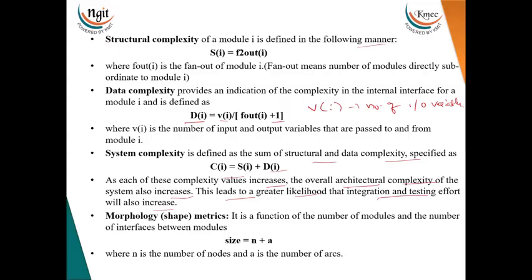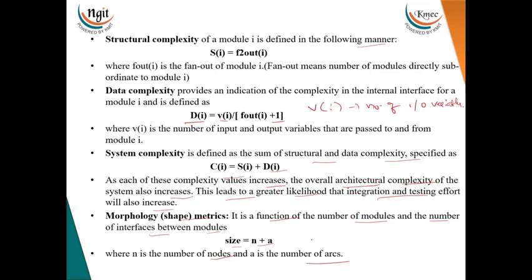Clear? Then morphology metrics, that is shape metrics. It is a function of the number of modules and the number of interfaces between modules. So size = n + a, where n is the number of nodes and a is the number of arcs. You can also say the number of modules and interfaces as well.